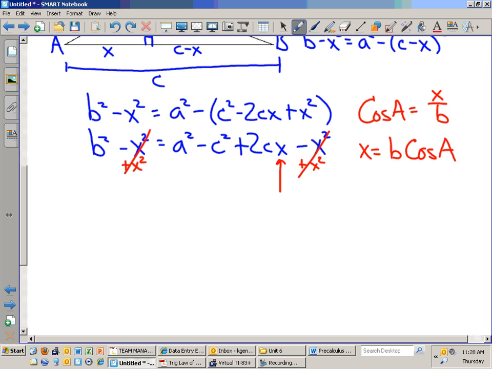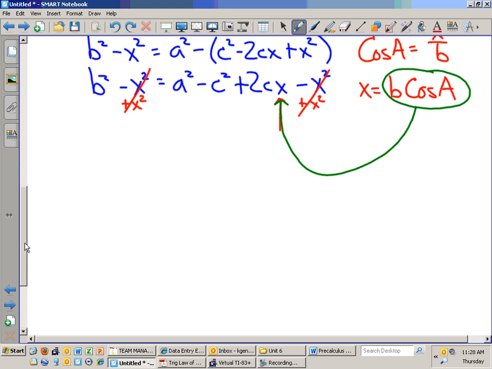We've done it. We got rid of our x. I can now take my b times the cosine of A, and I can put it right here. Now the expression will need just a little cleaning up, but we have everything we need. I have a b squared on the left side equals a squared minus c squared plus 2 times c times b, or b times c, times the cosine of A.